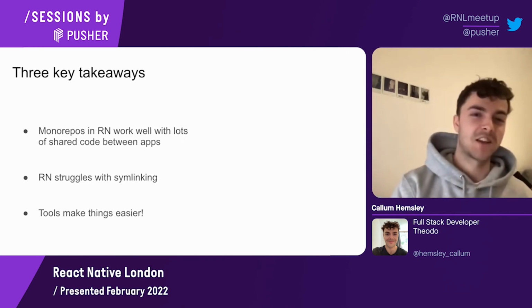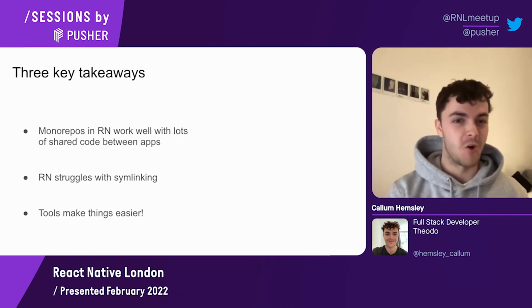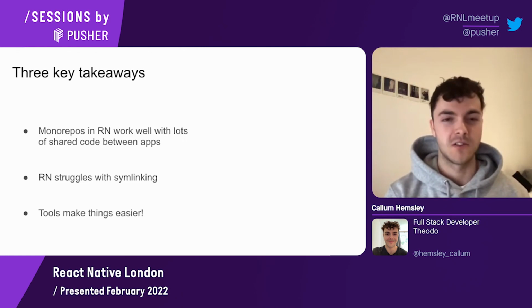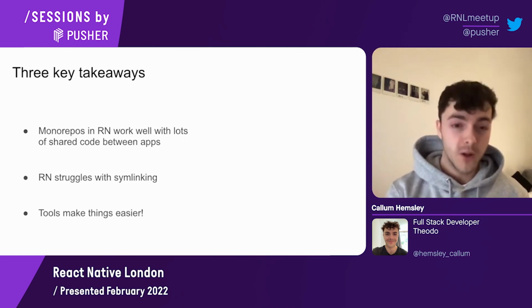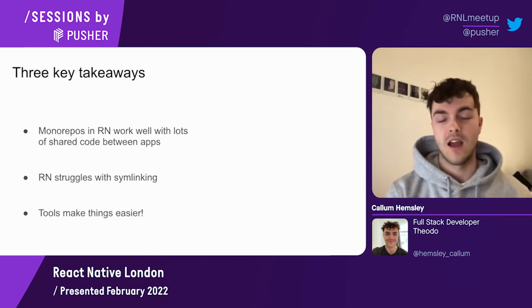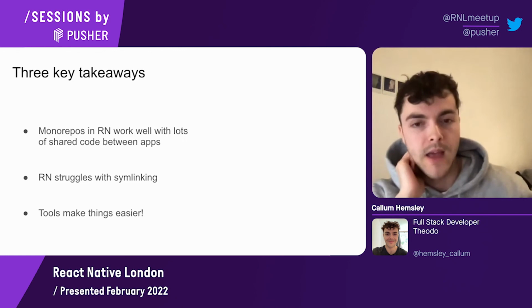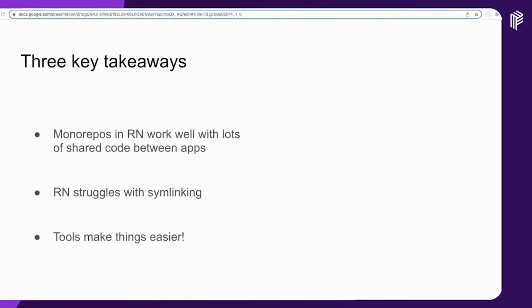Second, React Native really struggles with symlinking, whether that's native code or Metro. Symlinking doesn't want to work, and it's going to cause a load of issues to do with hoisting. But hoisting is really awesome. It reduces complexity and reduces redundancy. So we really want to keep that no-hoist list as small as possible.